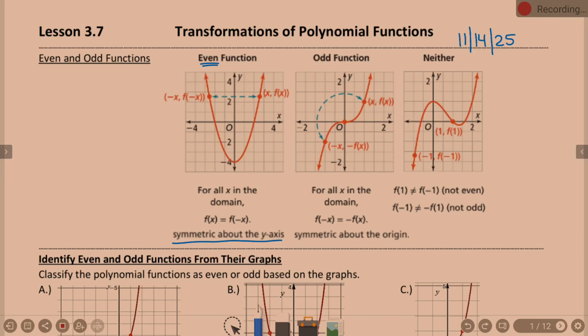Now, that's the easy route. If you have the graph, you can easily see. The algebraic route is that f of x equals f of negative x. That's probably the trickiest thing we're going to talk about today. We'll work on that here in a moment. But that's the algebraic. Now, an odd function.